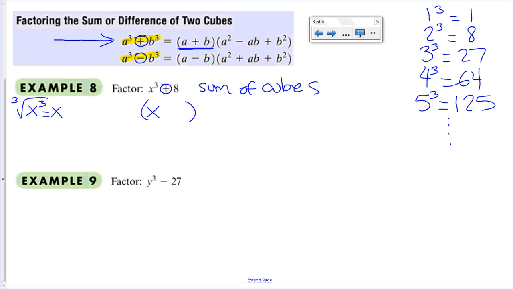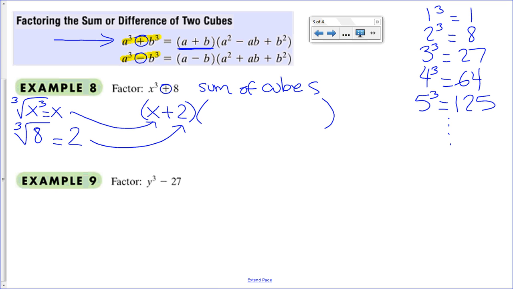So that goes here. And the cube root of the second term. Like that. Now, if we follow the formula, it says here that we take the first term and we square it. When I say the first term, I mean this x here. So we'll have x squared. Now, if you look at the last term, it will be the second term squared.